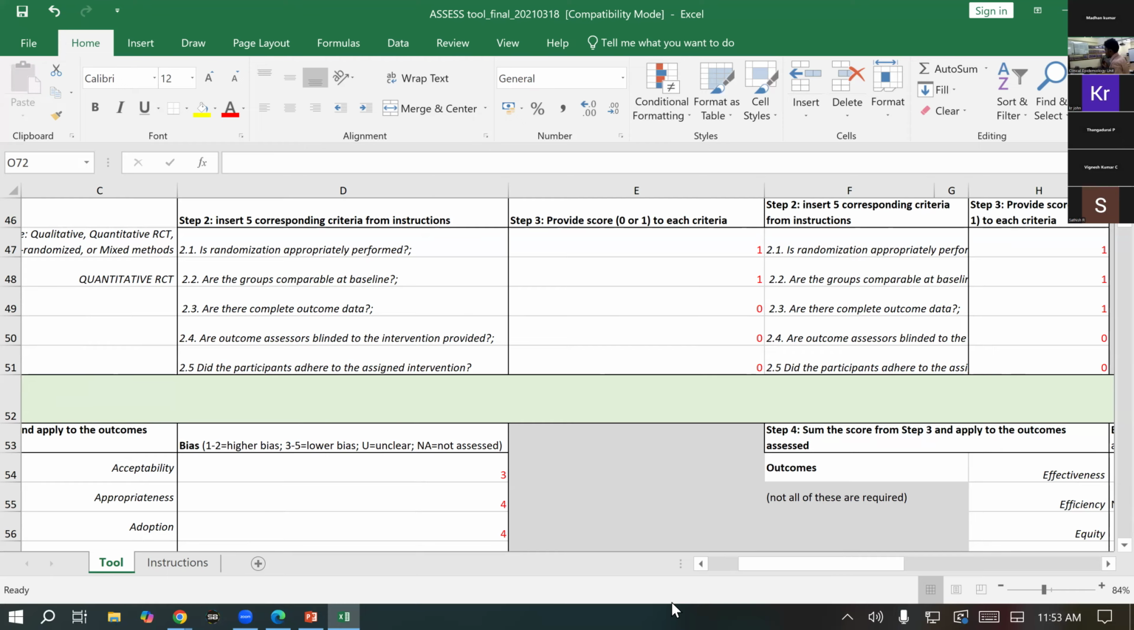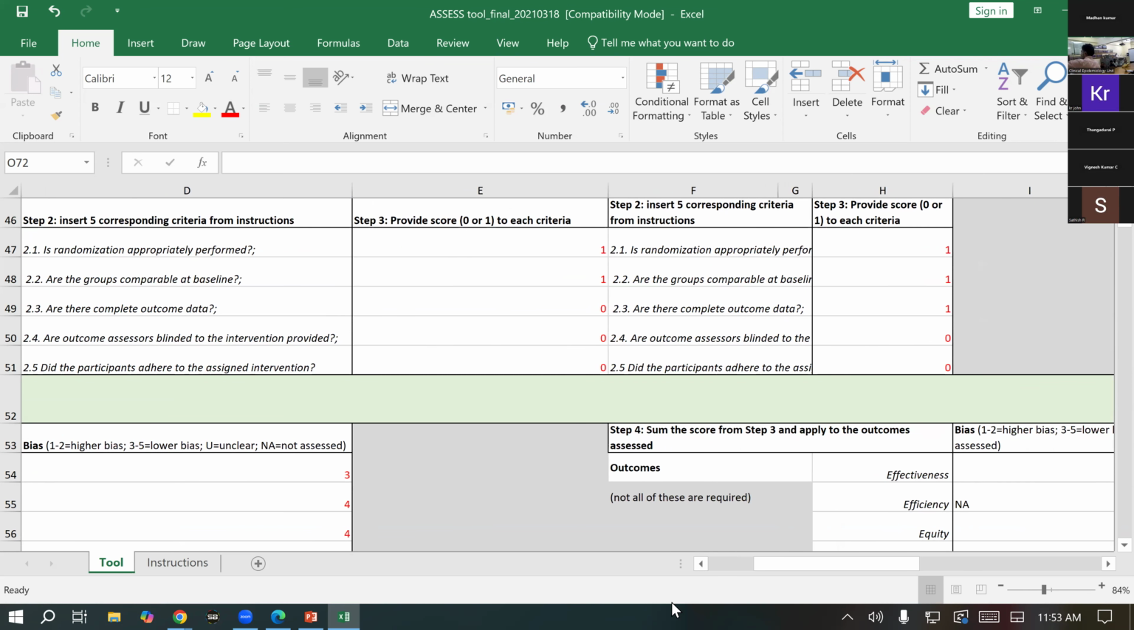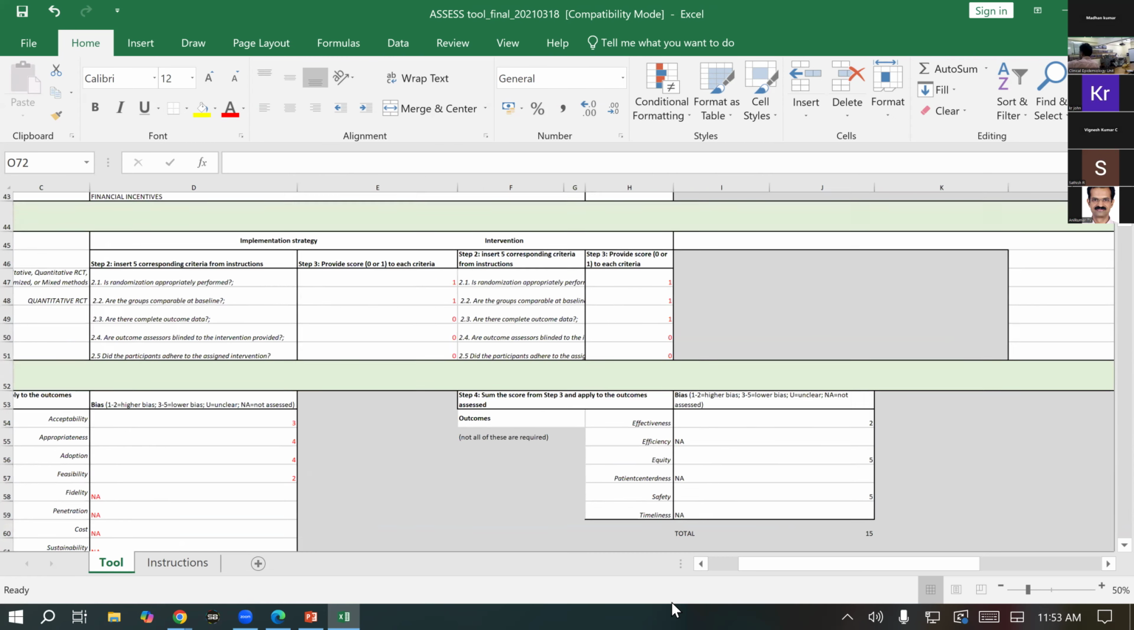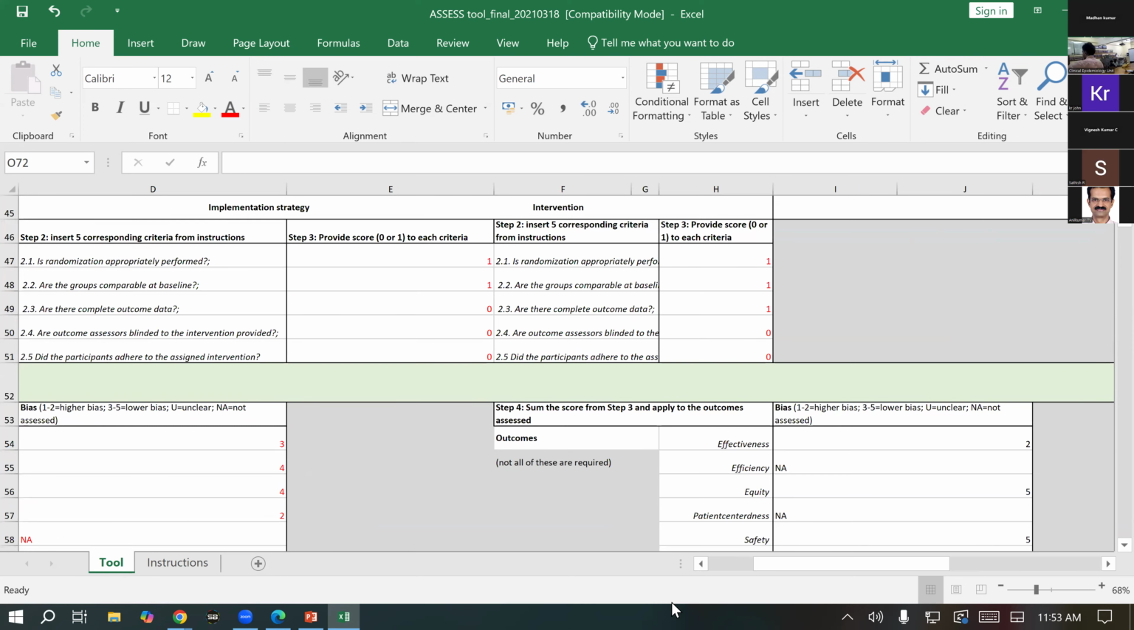And are the outcome assessors blinded to the intervention provided? This was more of a pragmatic study, so blinding was not feasible, so they have not practiced blinding. Hence, I have given a score of 0. And did the participants adhere to the assigned intervention? For this, again, I have given a 0 because though about 7 lakh participants were randomized to the AI-based stethoscope arm, only about 1.8% of them ended up receiving the intervention. And this scoring, I've given it for the implementation strategy. And with regards to intervention strategy, again, for randomization, I've given a score of 1. And comparability at baseline, I've given a score of 1. And whether there is complete outcome data, in terms of the diagnostic accuracy, they have given complete outcome data. Hence, here I've given a score of 1 as compared to 0 with regards to the implementation strategy.